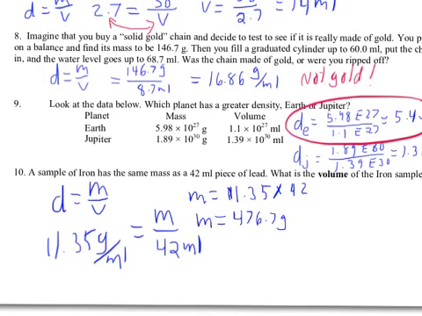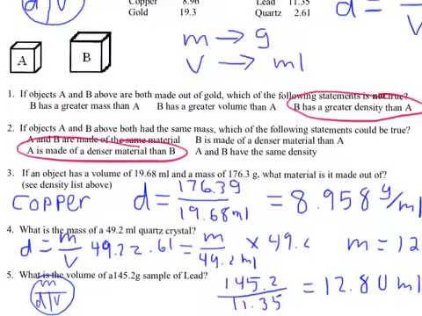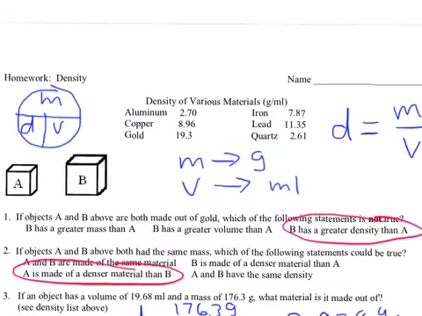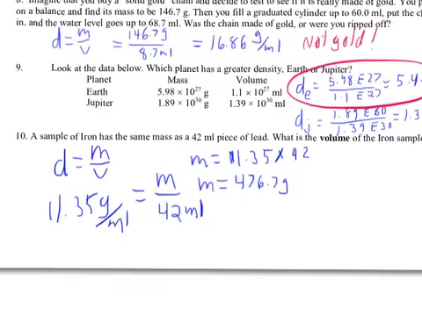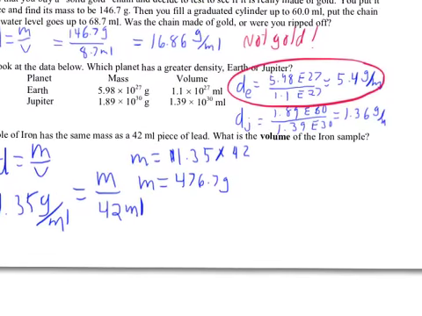Now I want to use this value to find the volume of the iron sample. So now I'm looking for volume. Again, we had to know the density of iron. I think it's 7 point something. The density of iron, 7.87. Okay. So now I'm going to say density equals mass over volume. I know the density of iron is 7.87 grams per milliliter. I know the mass is 476.7 grams, over volume.